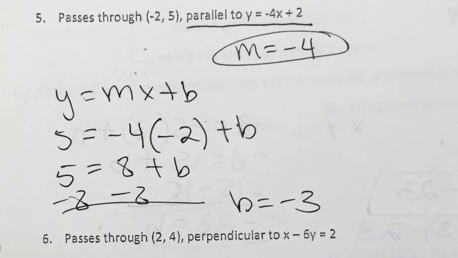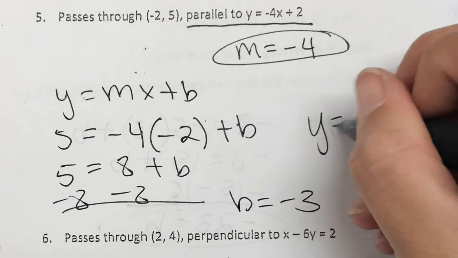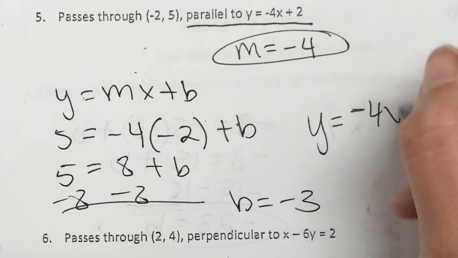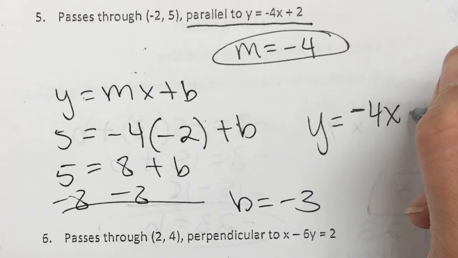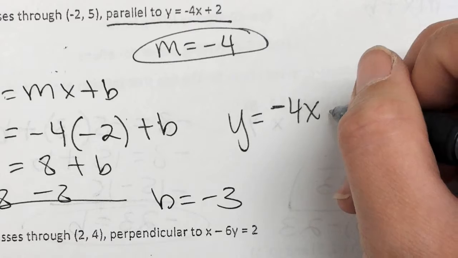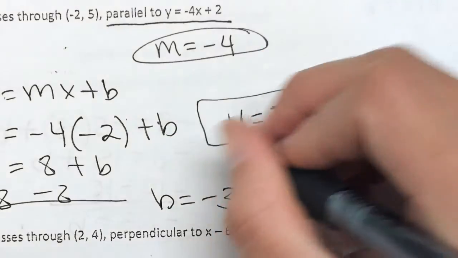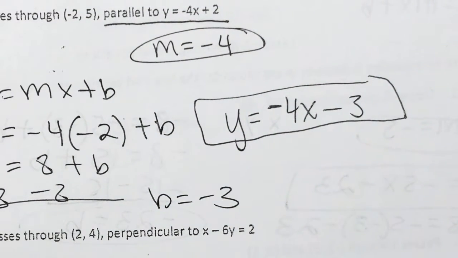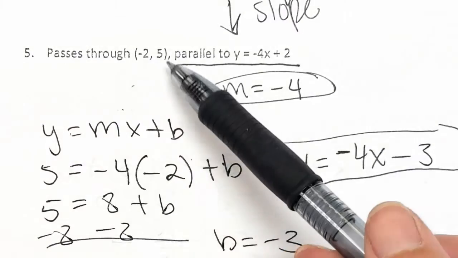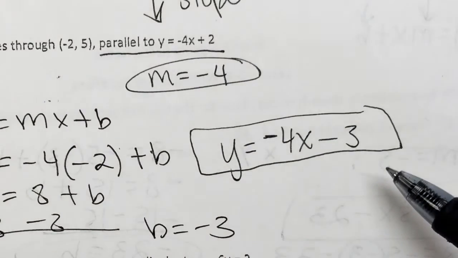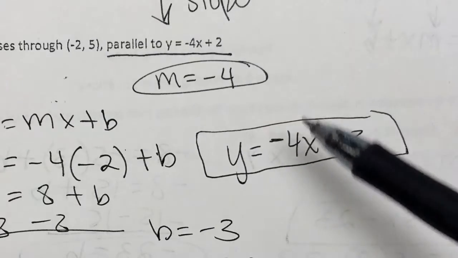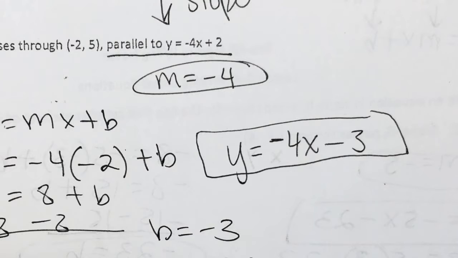So, Taryn, what's my equation? Negative 4x. Good. And instead of writing plus negative 3, we could just write what? Good. Minus 3. That's it. So this means that this line we created goes through this point, and it's parallel to this one. And I could see automatically it's parallel because they have what? Same slope. Good.